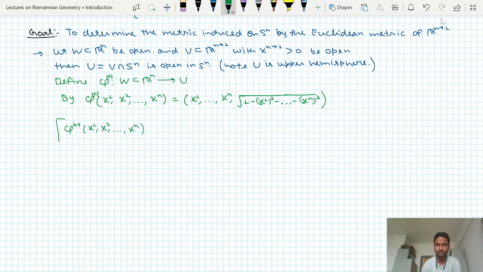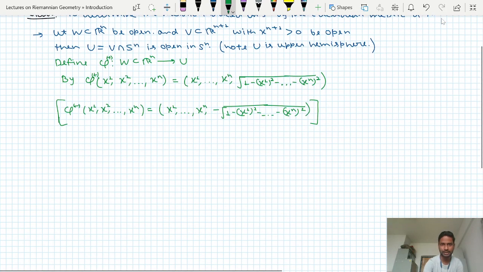I think you can guess it. It's very simple. x1 up to and so on xn. And what will be this (n+1)th coordinate? Here it was positive, so of course you are going in the opposite direction, so this will be minus. That's the only difference. So this will be for the lower hemisphere. I have told you the parameterization for both the upper hemisphere and the lower hemisphere.